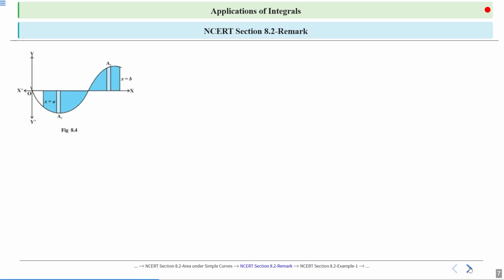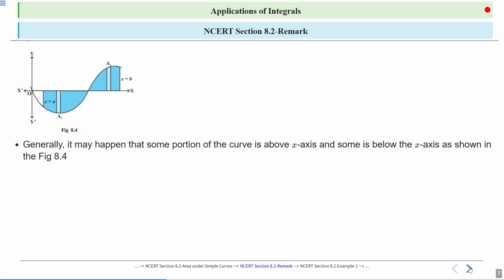Now see figure 8.4. Generally, it may happen that some portion of the curve is above the x-axis and some is below the x-axis.